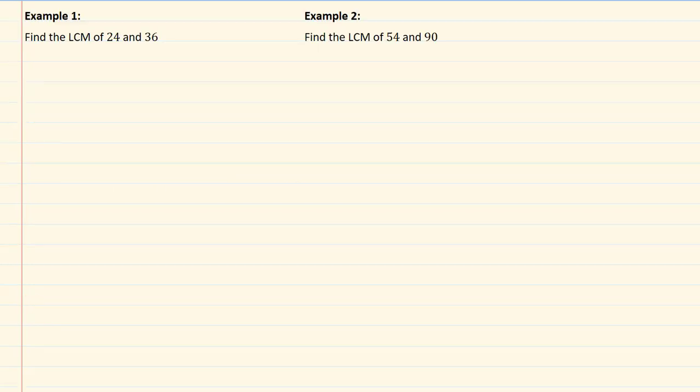In example 1, it says to find the LCM of 24 and 36. We don't generally use mental math with these because they're a little bit harder to find when we get bigger numbers. So I'm going to do the prime factorization of this. And I prefer to use the box rather than the factor tree, but you're more than welcome to use the factor tree. I like the box because I can actually do my division using the box.